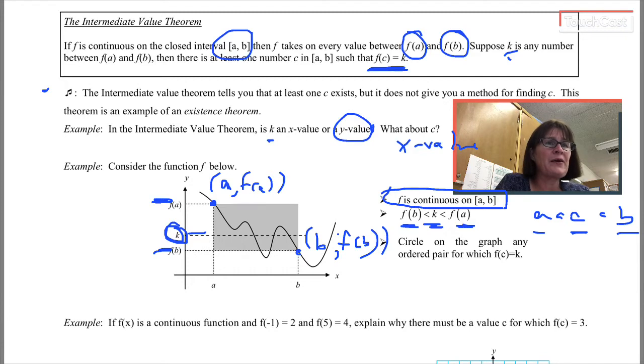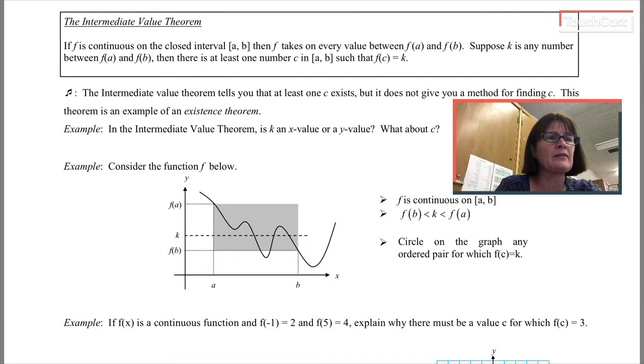Here I suggest you circle on the graph any ordered pair for which f of c equals k. That's going to be any place where the f function crosses our dotted horizontal line, y equals k. So it happens here, and here, and here. I'm going to suggest that as you begin to practice intermediate value theorem problems, that you make a picture, make a graph for everyone, at least while we're still beginning.